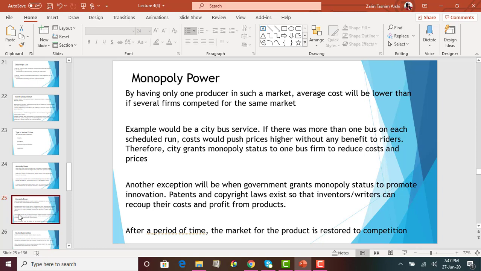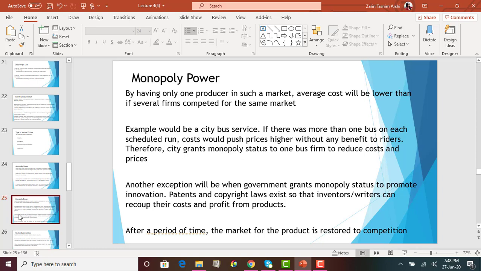Another example would be if the government grants a monopoly status. Let's say a pharmaceutical company comes up with a vaccine for COVID-19, and then the government can give a copyright or a trademark or a patent to this firm so that they are protected. They can develop it further and take it to the end stage, and there is not enough competition.